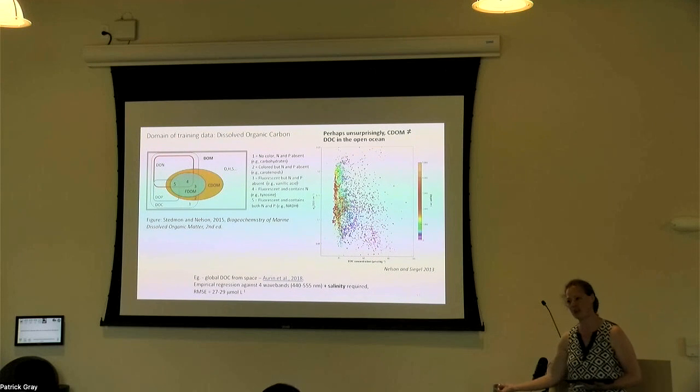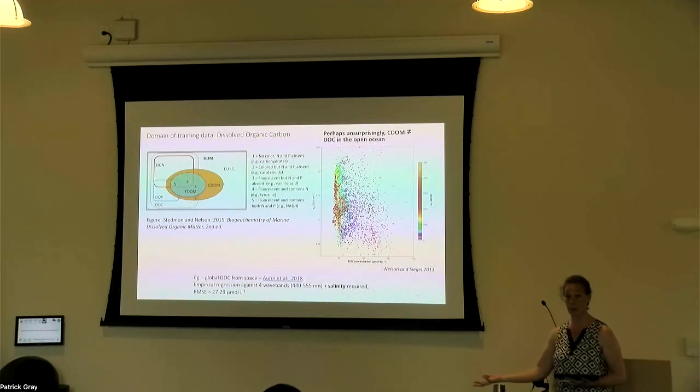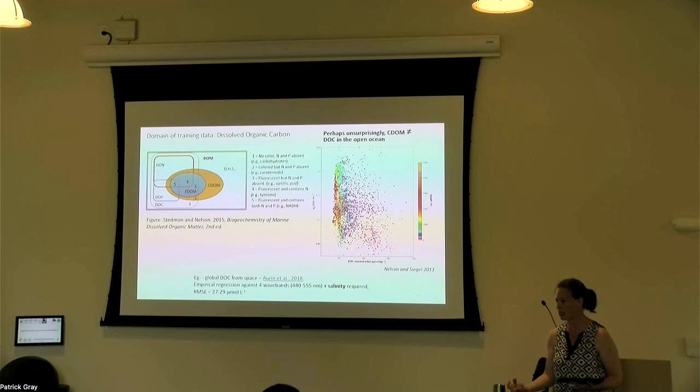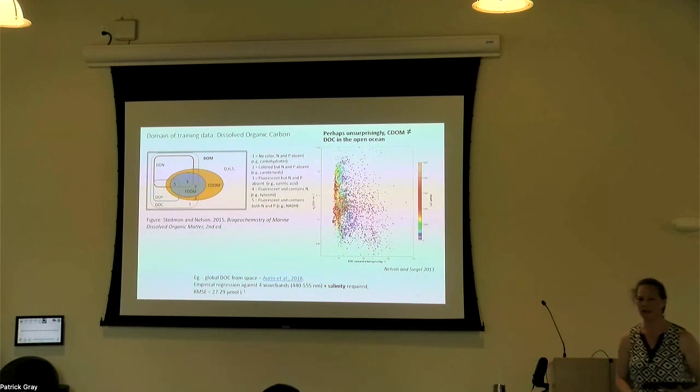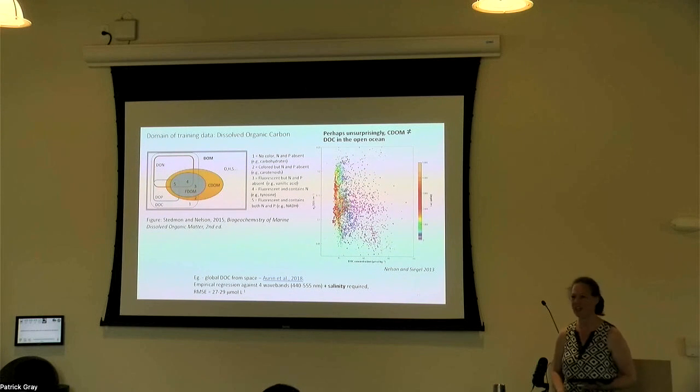This is kind of an extreme example, but again, think about this as you are building proxies. If your training data come from one place and represent a particular relationship between the thing that you're measuring and the thing that you're trying to retrieve, does that relationship hold outside of the time and place you've got for training data? That's probably an important thing to think about when you're making machine learning algorithms.